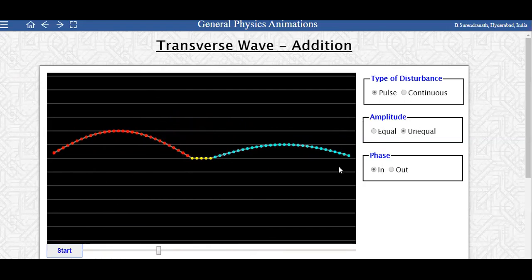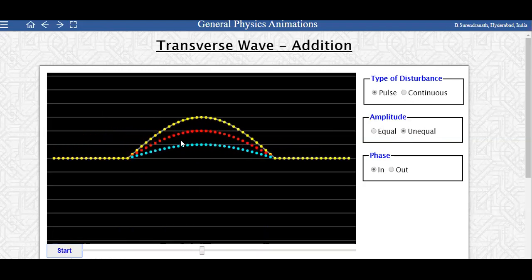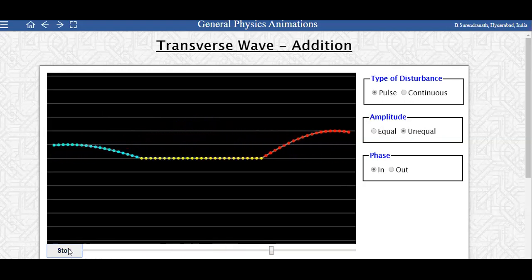So this time I've got unequal amplitude. So this has an amplitude of 2 units. This is an amplitude of 1 unit. When they interact, you get a total of 3. So you're still going to add them together.